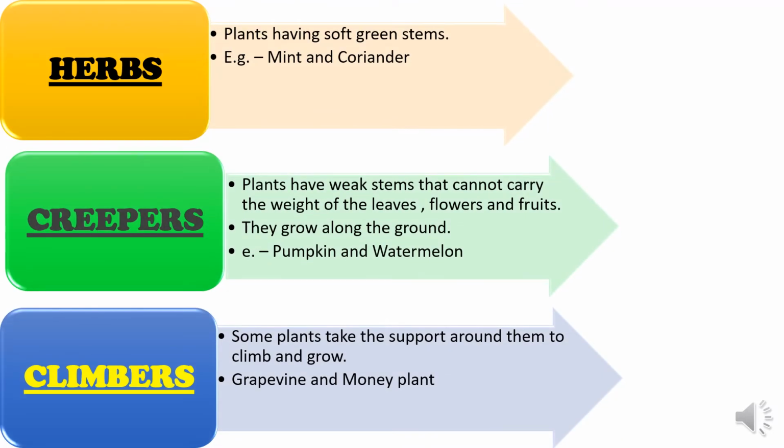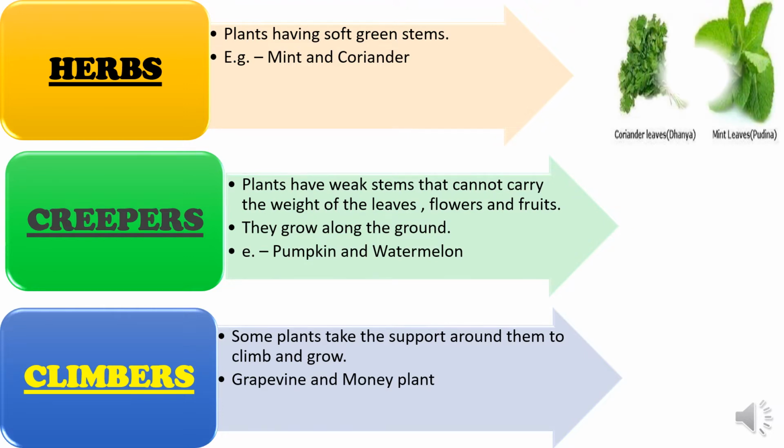Now, stems are categorized into different types. The first category is the herbs. What are herbs? Herbs are soft green stems that are very fragile. They don't grow too long. They grow to a certain minimum height, and if you touch the stem of these plants, you will find that they are very fragile and weak. Example: mint and coriander. Mint is pudina and coriander is dhania.